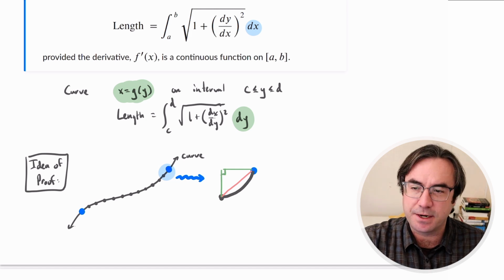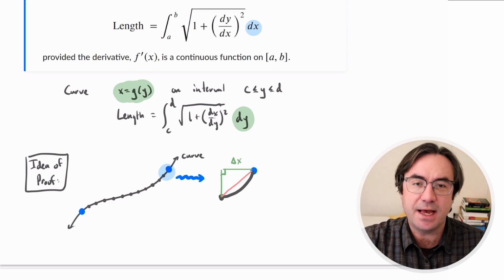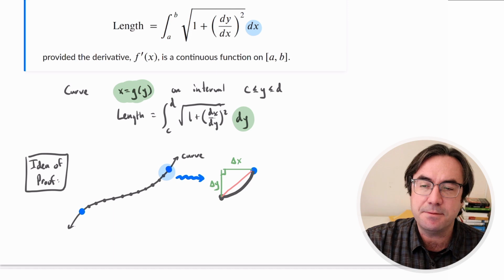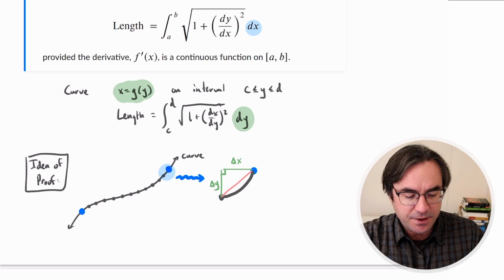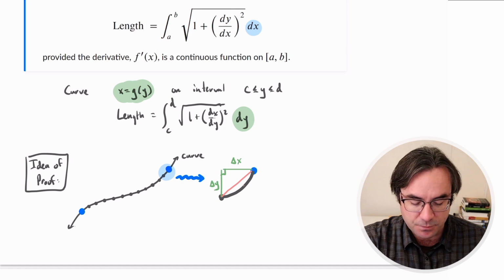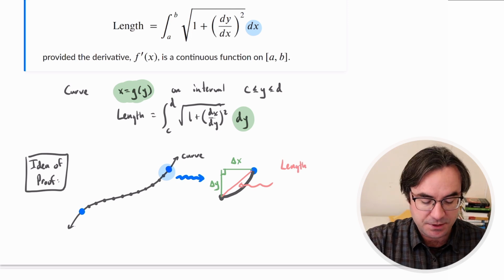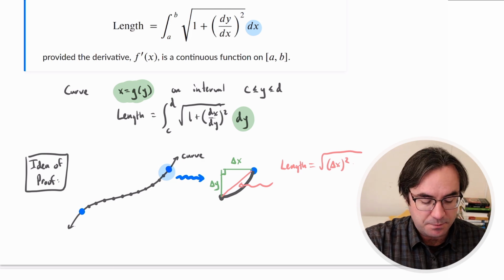And we're going to form a right triangle. Okay, there's our right triangle. And the horizontal distance is going to be delta x, and the vertical height is going to be delta y. So change in y is vertical, change in x is horizontal. And we can figure out the length of the hypotenuse here with just a little bit of geometry. So the length of that hypotenuse is going to be the square root of one side of our triangle squared plus the length of the other side of our triangle squared.